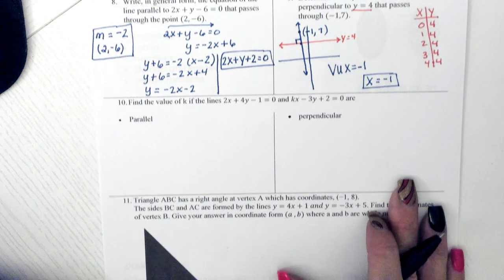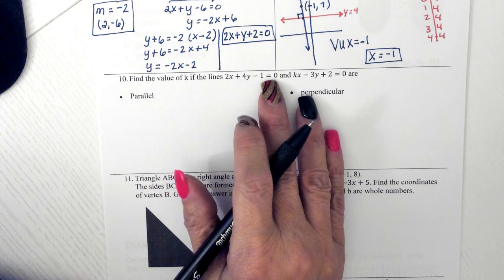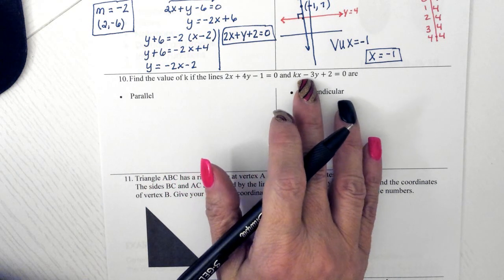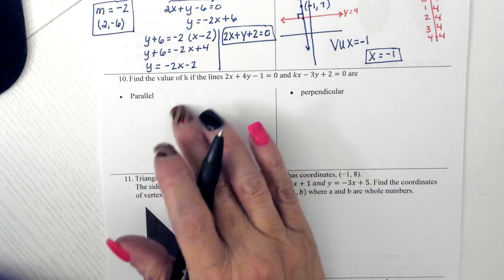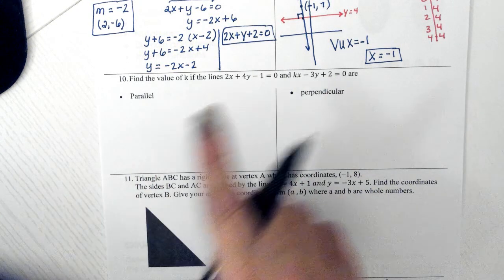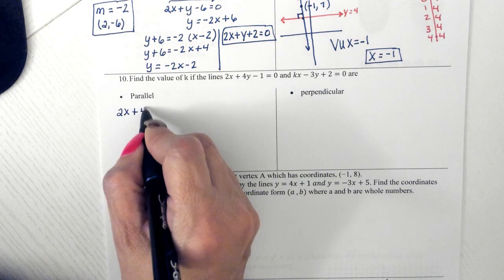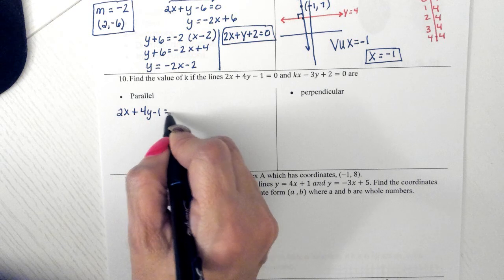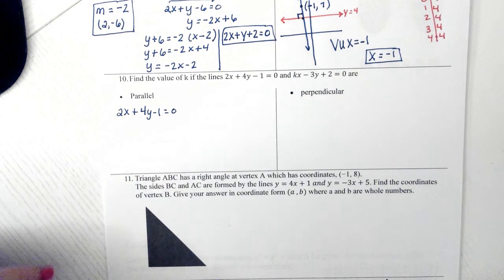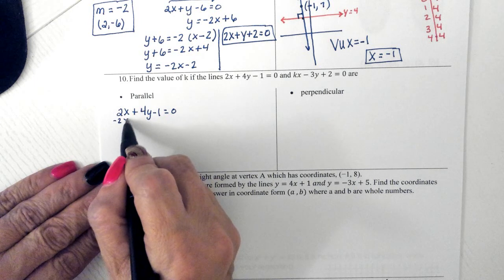All right, find the value of k if the line 2x plus 4y minus 1 equals 0 and kx minus 3y plus 2 equals 0 are parallel. Well, if they're parallel, that means they have the same slope. I'm going to take the equation that I know, which is 2x plus 4y minus 1 equals 0, and I'm going to find the slope of this line. So I'm going to subtract 2x from both sides.